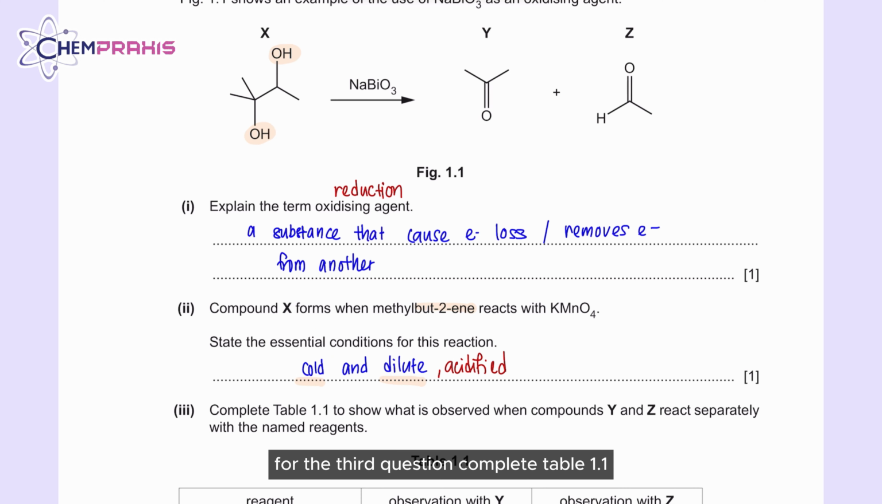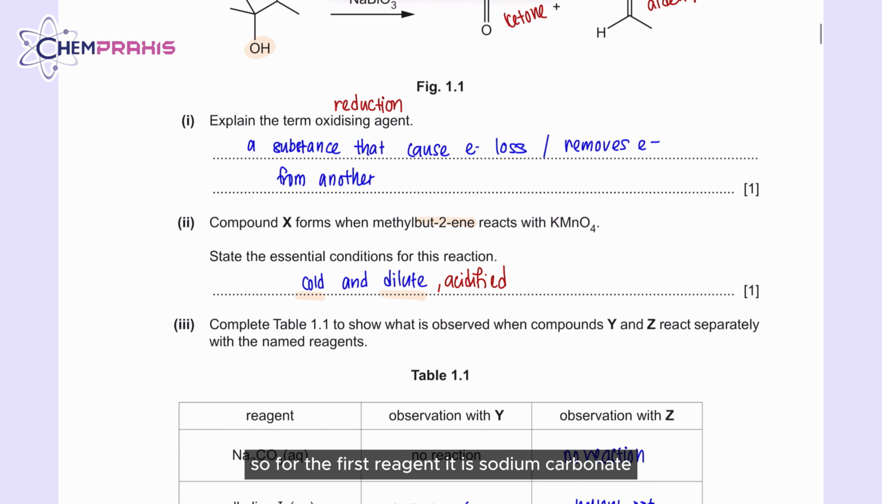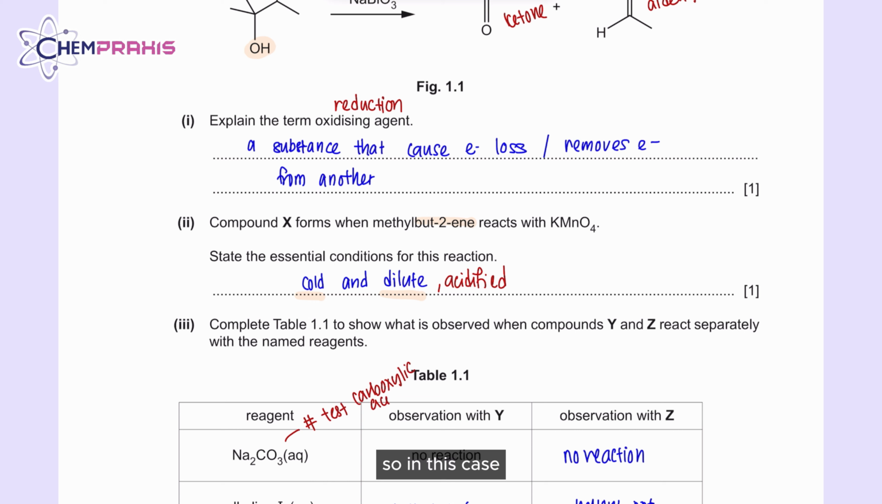For the third question, complete table 1.1 to show what is observed when compound Y and Z react separately with the named reagent. Compound Y is a ketone, while compound Z is an aldehyde. For the first reagent, it is sodium carbonate. Usually we use sodium carbonate to test for carboxylic acid. In this case, since neither of them is a carboxylic acid, there is no reaction.